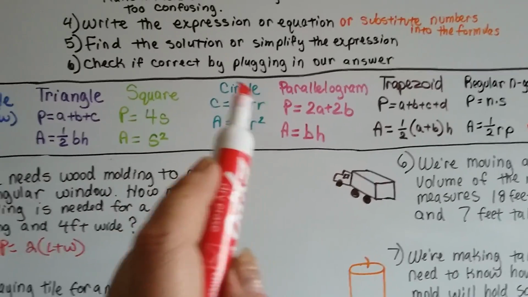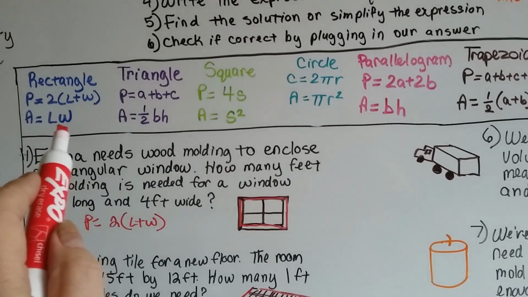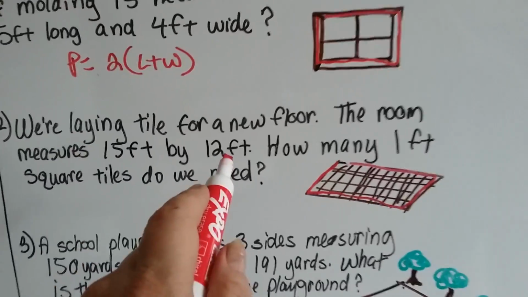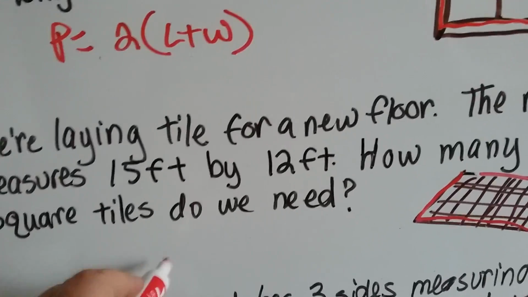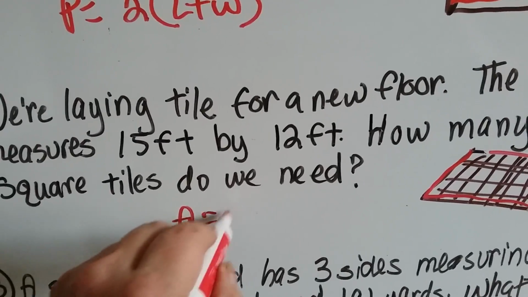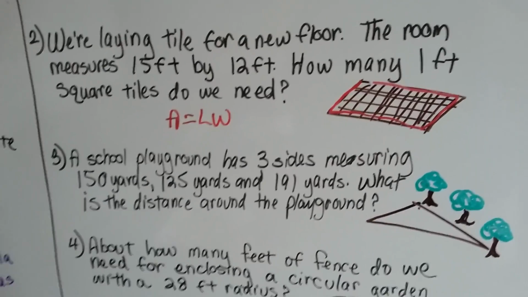So maybe we're looking for the area of a rectangle. See? That's the length times the width. If we multiply the 15 by the 12, then we would know the entire area of this floor. So the area equals the length times the width. That's the correct formula for that problem.